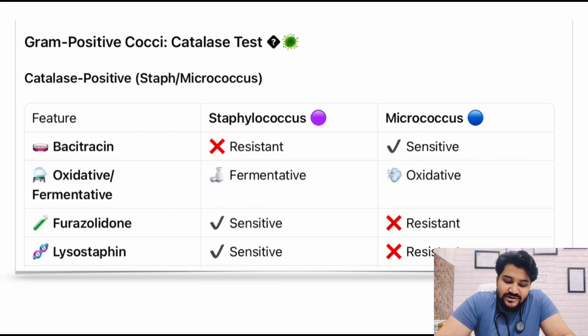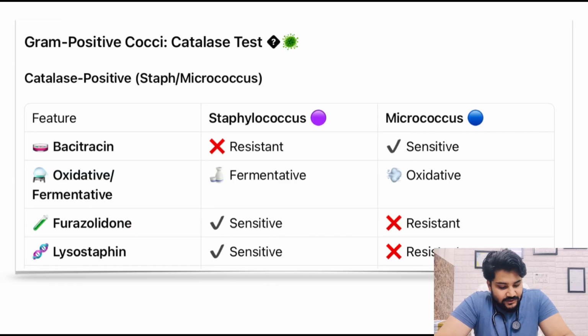First of all, the bacitracin disc. Staphylococcus aureus is resistant to bacitracin, and Micrococcus is sensitive to bacitracin. Then the oxidative fermentative test: Staphylococcus aureus is fermentative and Micrococcus is oxidative. Then your furoxone test: Staphylococcus aureus is sensitive, Micrococcus is resistant. Then your lysostaphin test: Staphylococcus aureus is sensitive, Micrococcus is resistant.